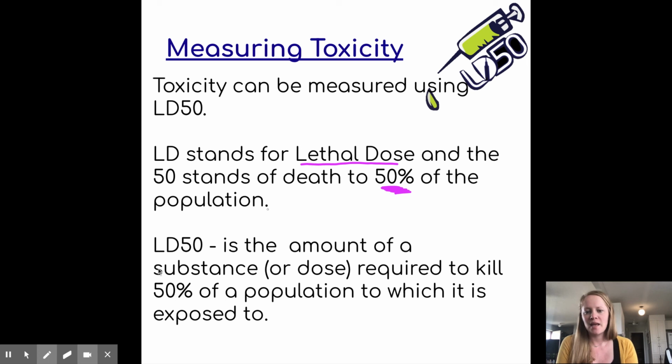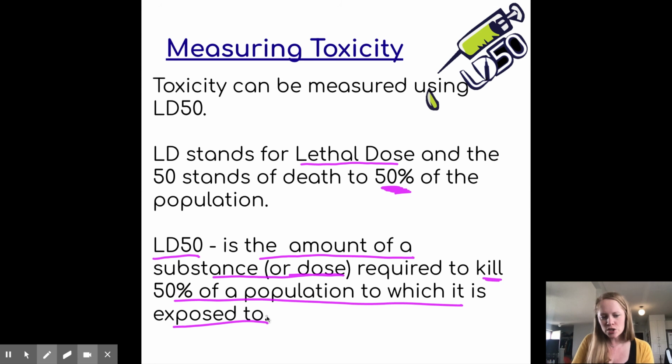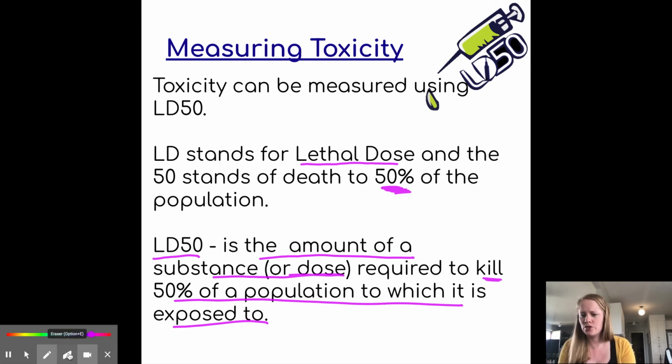So LD50, or lethal dose 50, is the amount of the substance, basically. How much does it require to kill off 50% of the population that it's exposing itself to? Okay? Usually this is tested with rats. It is not tested with humans right off the bat, because not many people were willing to volunteer themselves to check this one out.